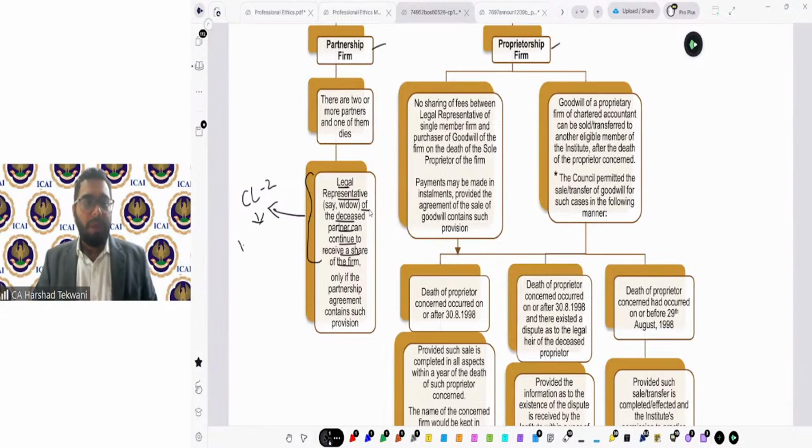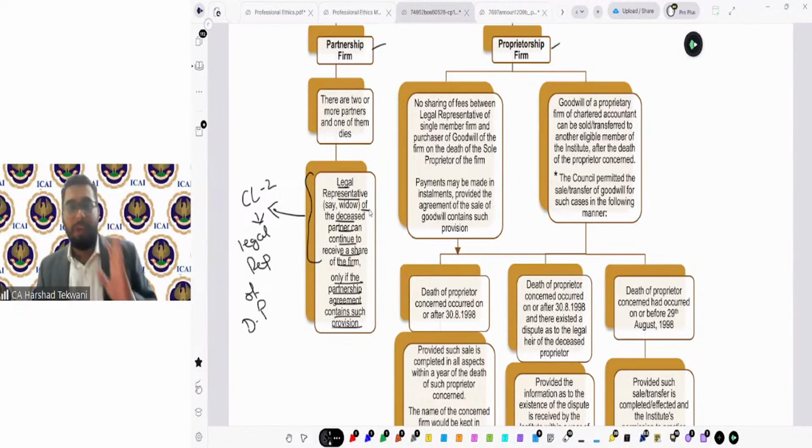Legal representative of a deceased partner can receive, and that is also specified in the sale of goodwill or share of profit. But that can only happen if the partnership agreement contains such provisions. If the provision is there in the partnership agreement, then only that is allowed. Okay, fine. That is pretty simple in case of a partnership firm.